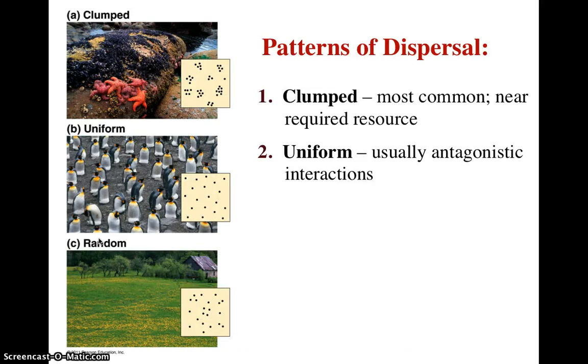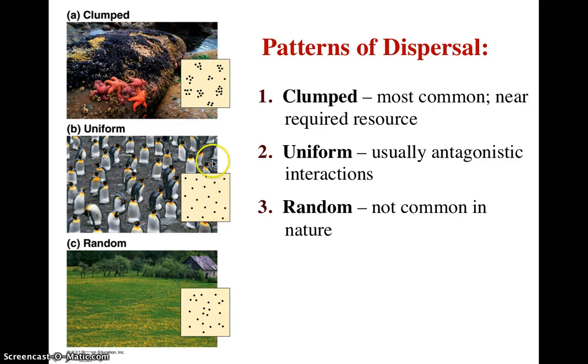Patterns of dispersal are interesting because there's three different types. So we have clumped, which is what you can see right here, the sea stars. They usually clump together, living within their family, you can almost think that way. And this is most common because individuals want to get close to the resources. So all the individuals get together around the resources.